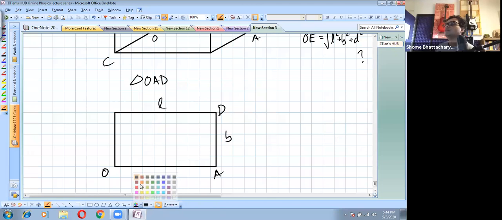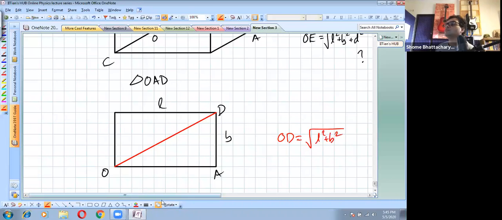Okay. And so, in this, what is the side length OD? It is root of L square plus B square. There's no doubt about it because this is a right angle triangle. So this is the first thing.